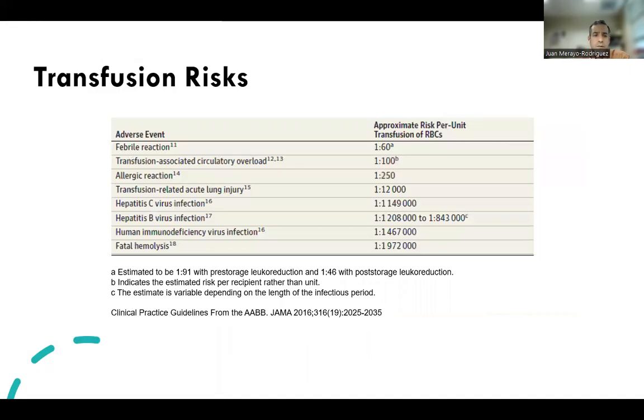This table from the AABB guidelines published in JAMA 2016 shows an approximate risk per unit transfusion of red blood cells and the adverse events on the left. So this just mirrors what we just discussed.